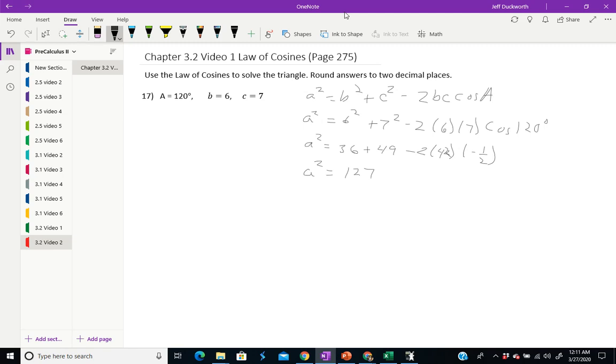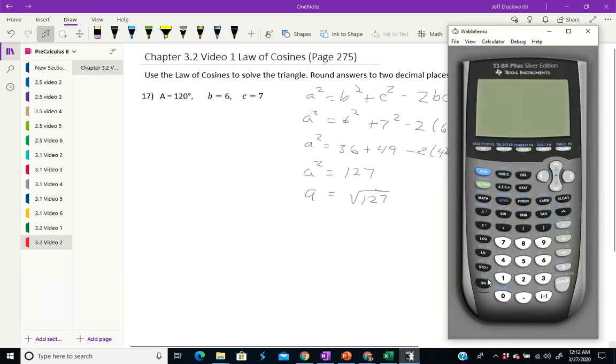So a squared is 127, so a equals the square root of 127, and only the positive square root because it's a distance. Let's grab our calculator, and we'll keep this to two decimal places per the instructions. 127 raised to the 0.5 power is a square root. So 11.269, which rounds to 11.27.